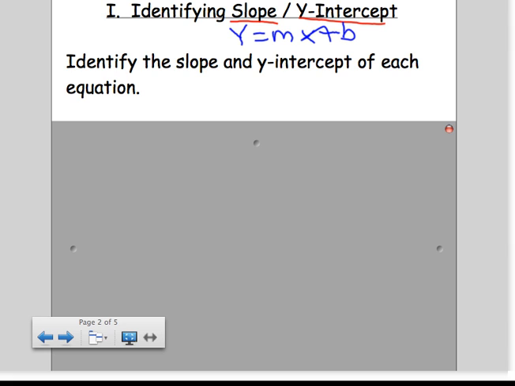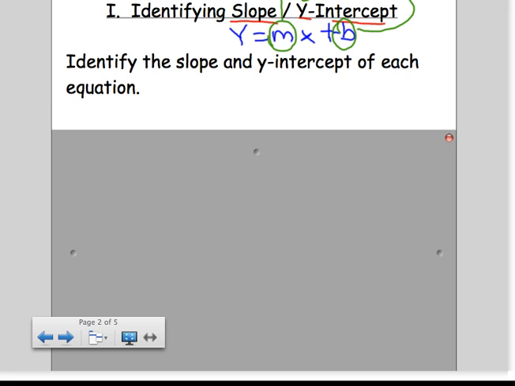y equals mx plus b. And the reason it's valuable when it's in this form is that if you're looking at the equation, you know that the coefficient of x, the number in front of the x, is the slope, and you know that the constant, the number by itself, is the y-intercept. And those two pieces of information are enough to graph the line.